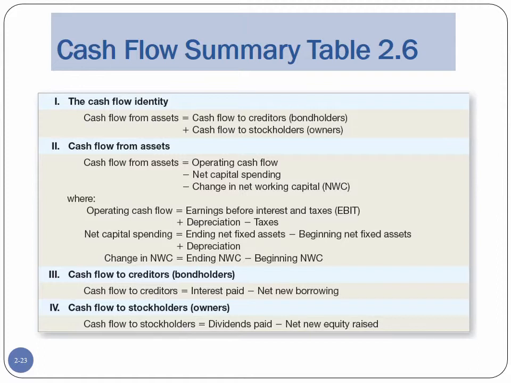And so the important part here to remember is that cash flow from assets tells us exactly how the managers are using the assets of an organization. Where the cash is coming from and how it's being paid is shown in the cash flow identity. Cash flow to creditors is how much interest we're paying versus how much we're borrowing, and then cash flow to stockholders is how much new equity we have raised and how much dividends we have paid.